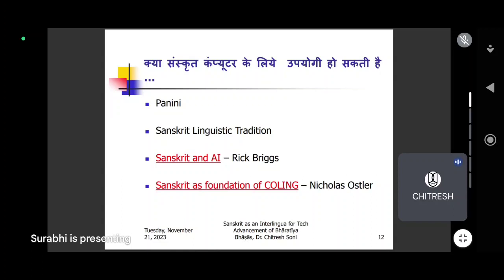And the whole linguistic tradition continued from Panini to Vartik, then Vartik to Mahabhashya. So the interpretations and corrections of rules were given by Katyayana in his Vartik, and then the Mahabhashya by Patanjali. And then the philosophical and metaphysical aspects were given in the 5th century by Bhartrihari and other Sanskrit philosophers of language. Then in 1985 came this famous paper on Sanskrit and AI, by Rick Briggs, a NASA researcher, and he shed light on many aspects of Sanskrit as a foundation for coding. This paper is also very famous.